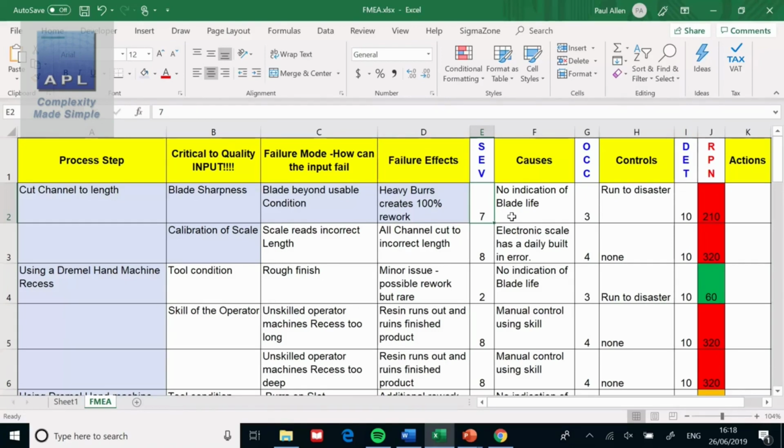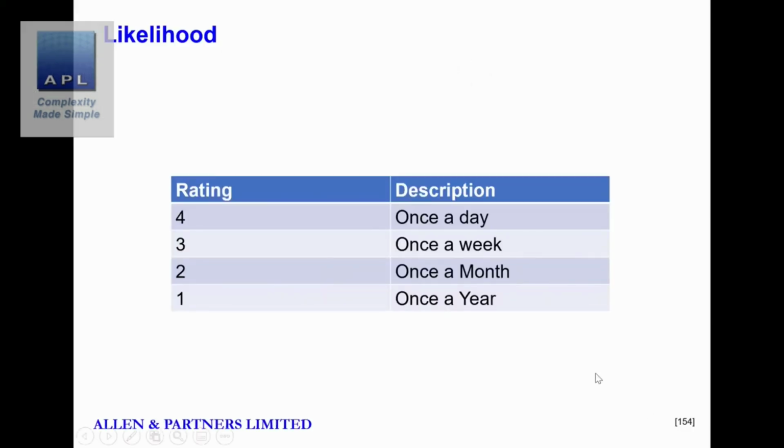Then it says, well, what's the cause? Well, there's no indication of blade life, so nobody's ever said what the blade life is. We have no idea how old the blade is, etc. So no indication of blade life. Then it says occurrence. Now my occurrence is a 1 to 4 scale. Let me show you my occurrence rating that I tend to use. Here is my occurrence rating.